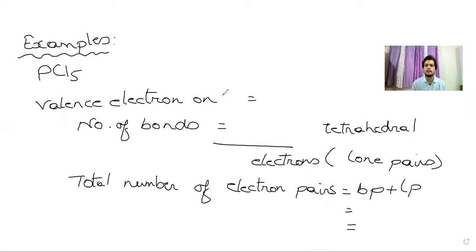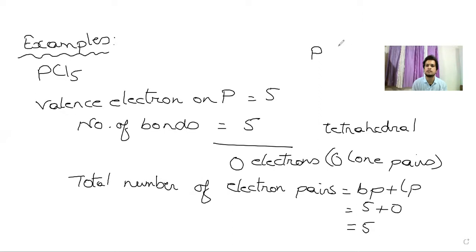So first of all, valence electron on phosphorus. How many? We have 5. Okay, group 15 elements after nitrogen, right? Number of bonds: chlorine is monovalent, so it forms 5 bonds. 5 minus 5 is 0, so 0 lone pair. Then total number of electron pair, 5 plus 0, which will be 5. So if it is 5, what is the geometry? Triangular bipyramidal or trigonal bipyramidal.